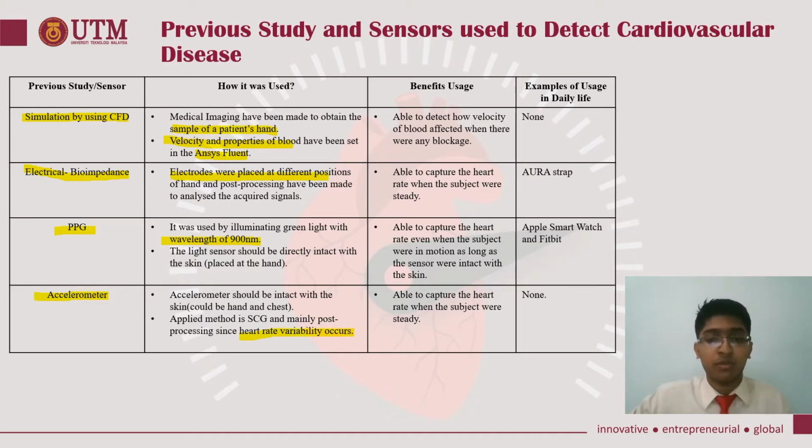The accelerometer and electrical bioimpedance could only capture the heart rate when the subject was steady. For CFD, it could detect the presence of any blockage, while PPG could capture the heart rate even when the subject was in motion, as long as the sensor was intact with the skin. For daily usage products, electrical bioimpedance is the Aura Strap, and PPG is the Apple Smartwatch and Fitbit.